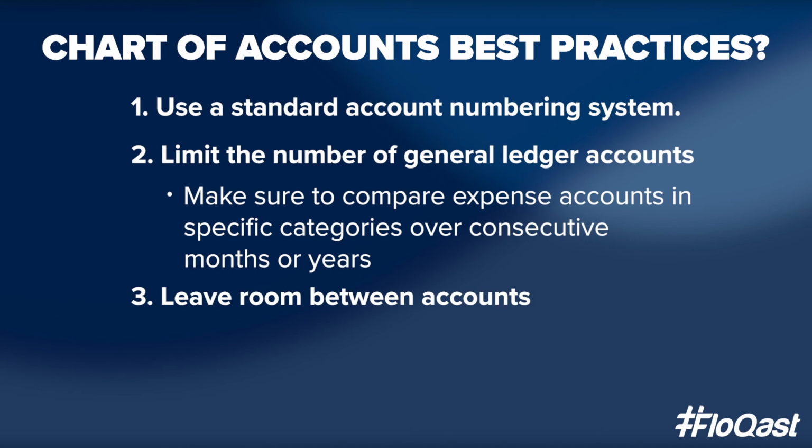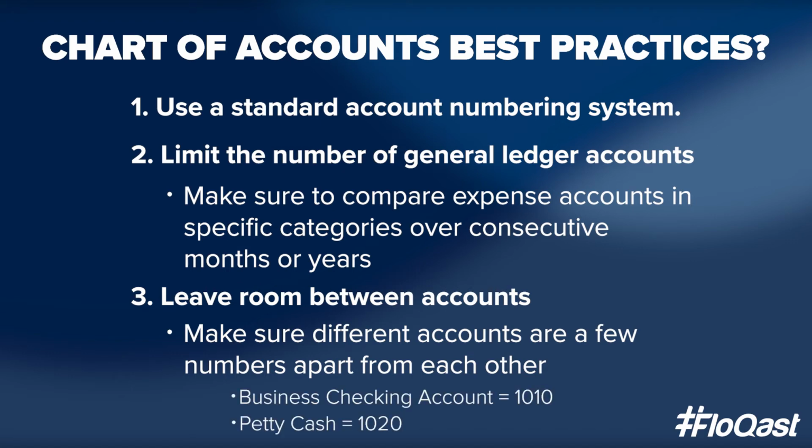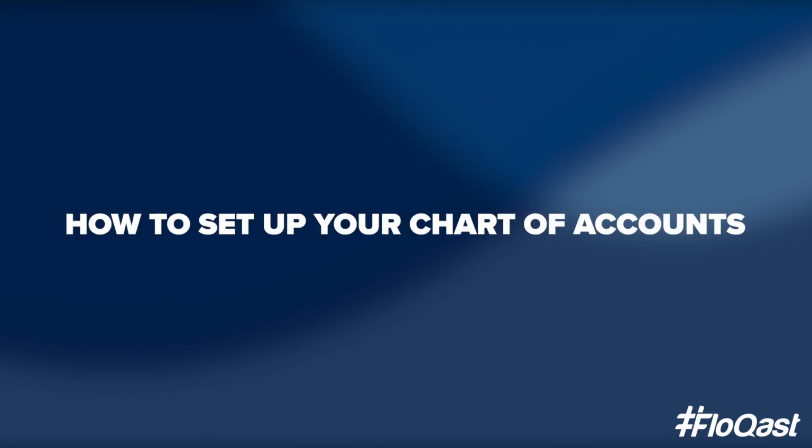Leave room between accounts. When setting up your chart of accounts, make sure different accounts are a few numbers apart from each other. For example, you might assign 1010 to your business checking account and 1020 to your petty cash account. This way, you have room to add more accounts as your business grows without losing the effective organization of your pre-existing accounts. Now let's talk about how to set up your chart of accounts.